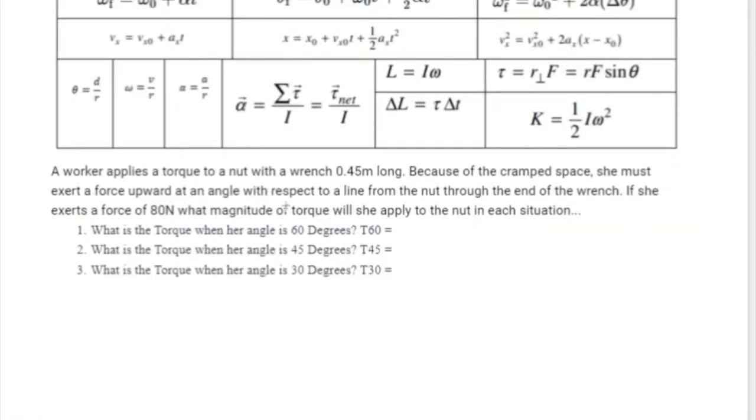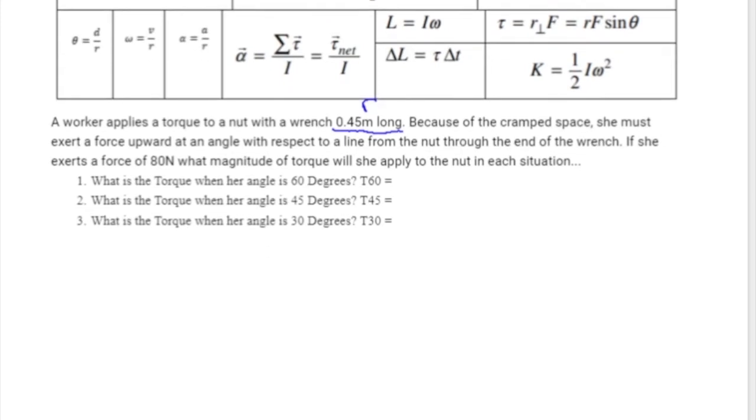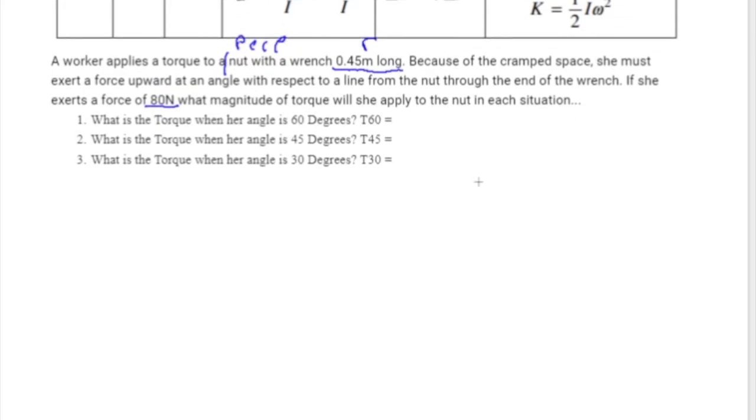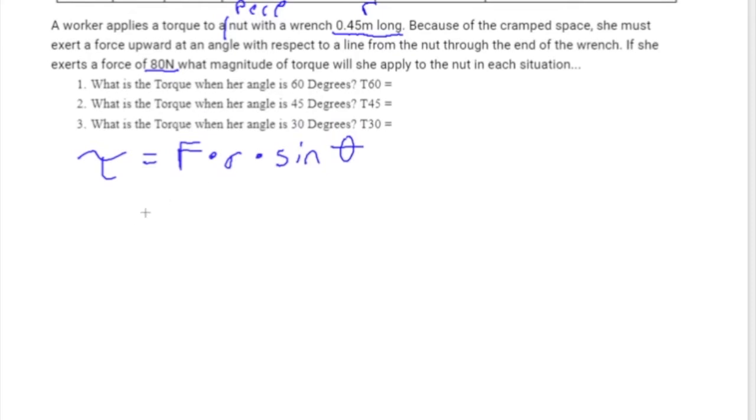Let's take a look at problem number 2 now. We have a worker applying a torque to a nut with a wrench that is 0.45 meters long. Because of the cramped space, she must exert a force upward at an angle with respect to a line from the nut through the end of the wrench. That just means that she's applying a force perpendicular. If she exerts a force of 80 newtons, what magnitude of torque will she apply to the nut in each situation? So again, we know that torque is equal to force times the distance from that center point times sine of our angle. So the first question says 60 degrees.